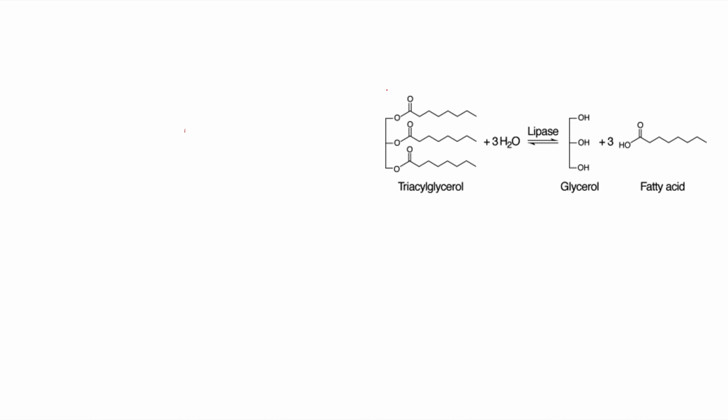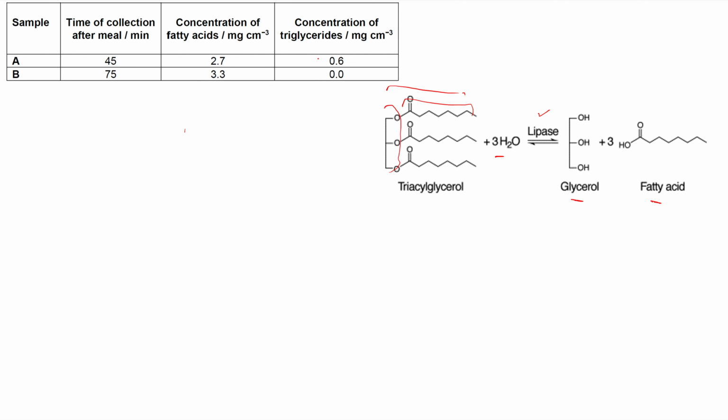And just for information, this is how the triglycerides look. So when they are hydrolyzed using the enzyme lipase, they are digested into glycerol and fatty acids. So this part here is the glycerol, while the rest of this is the fatty acids. So the 1 glycerol and 3 fatty acids molecule. And we can see this clearly from the table that the concentration of triglyceride has gone down to 0 because they have all been digested, and the concentration of the fatty acids has increased.